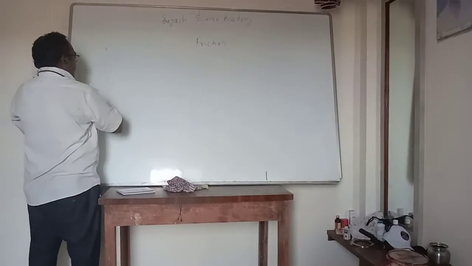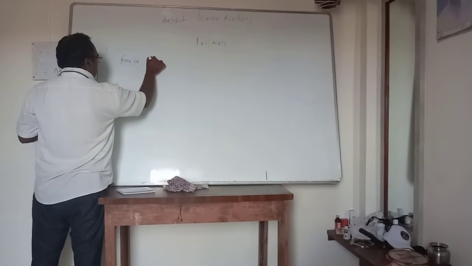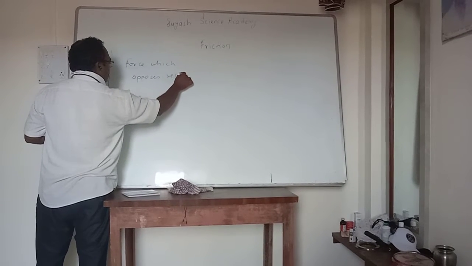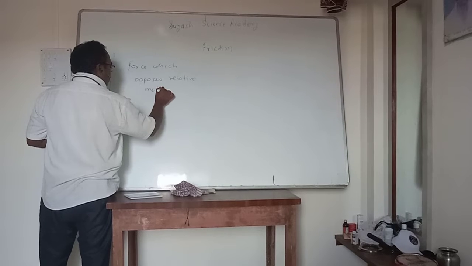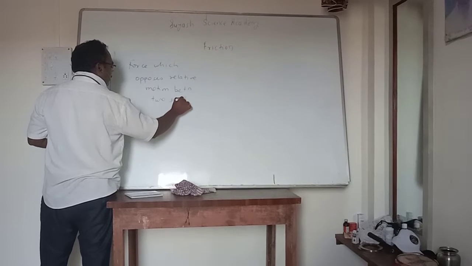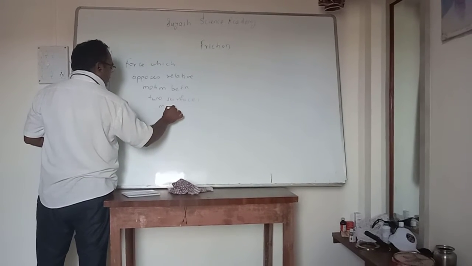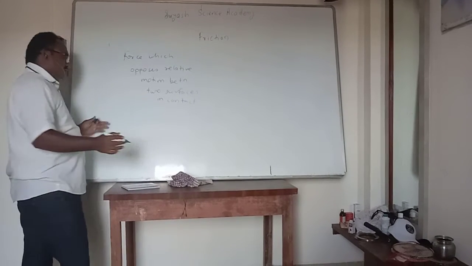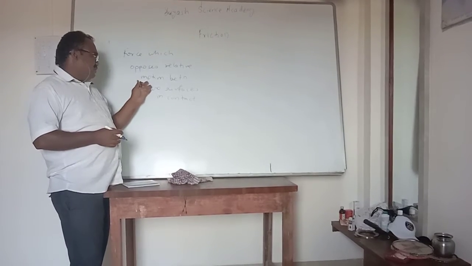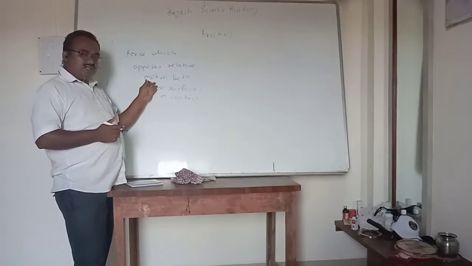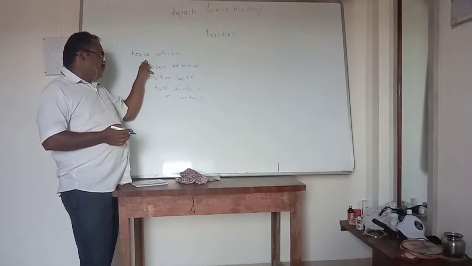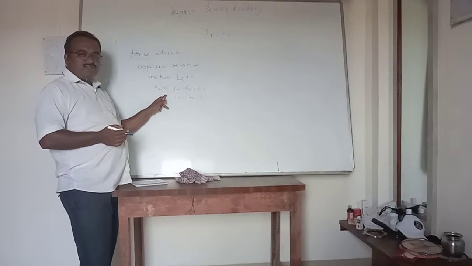Definition of friction: it is the force which opposes relative motion between two surfaces in contact. You can take down the notes while watching this video. After starting our actual lecture, I will give all the notes in writing, and that time the lecture will be more interactive.